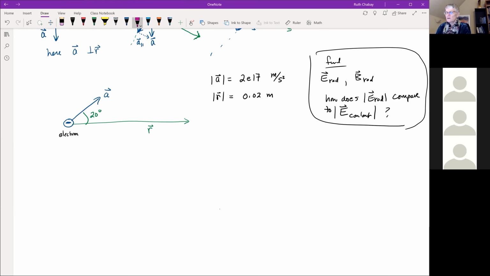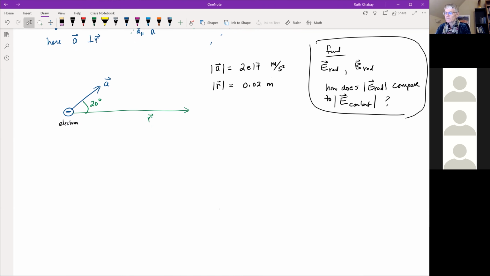Okay, so the first thing we need is A perpendicular. So the A perpendicular magnitude is just going to be the magnitude of A times sine of theta here. But let's see. That's not the right angle, is it? So actually, A perpendicular is going to be that way.